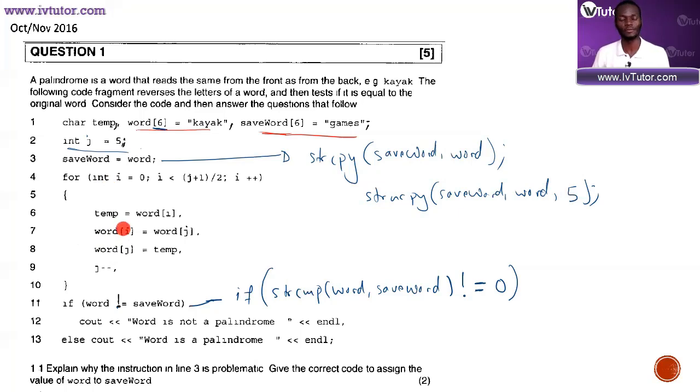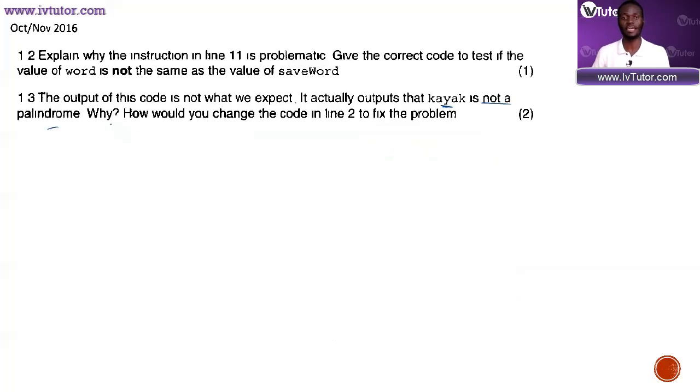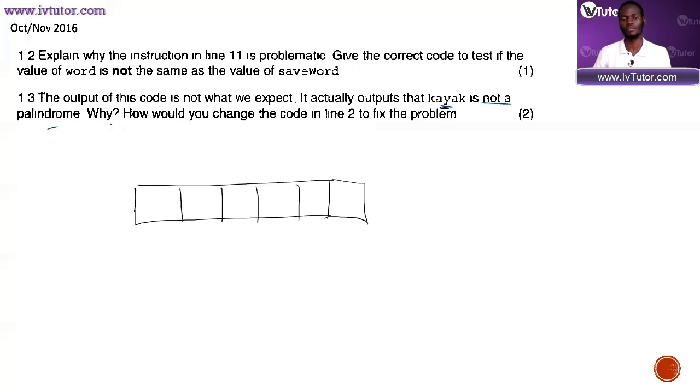But then it's not working. And the problem is on line 2, where we say j equals 5, right? Now, the problem is if we look at our word here, if we draw an array, let's say kayak, right? Because the question says that kayak is not a palindrome. So let's look at the way it looks. So if we draw our array, remember it is 6 characters, right? Which means this is index number 0, index number 1, 2, 3, 4, 5. And hence these are 6 characters.